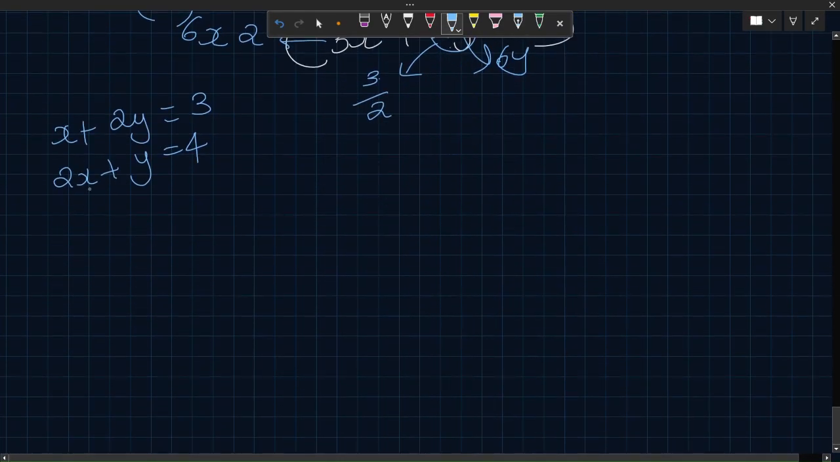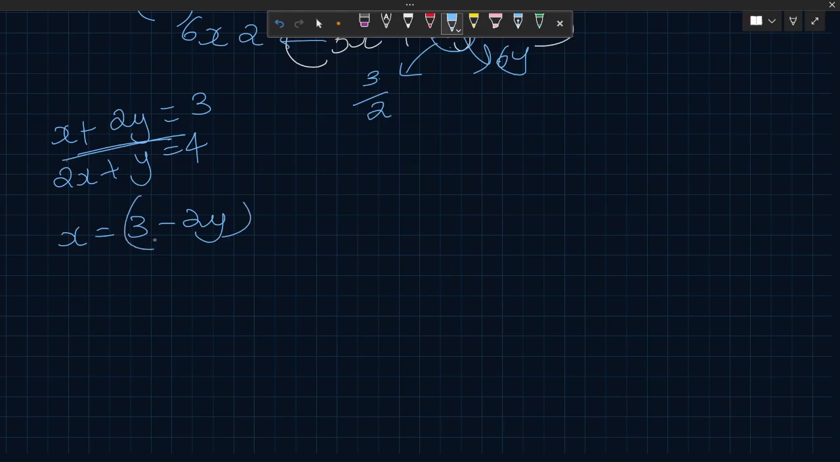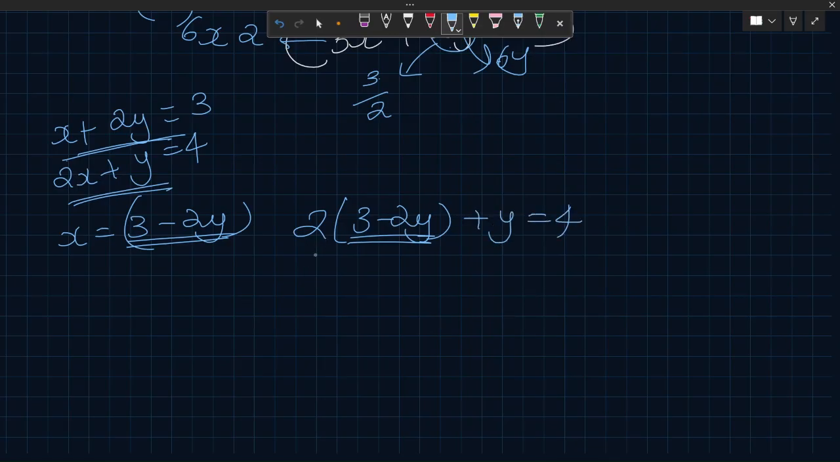What I could do is say, because x plus 2y is 3, that means x must be 3 minus 2y, right? And if x is 3 minus 2y, and 2x plus y is 4, that means 2 times 3 minus 2y, 2 times x, but x is this, plus y should be equal to 4. And I get 6 minus 4y plus y equals 4. I essentially get the same equation.